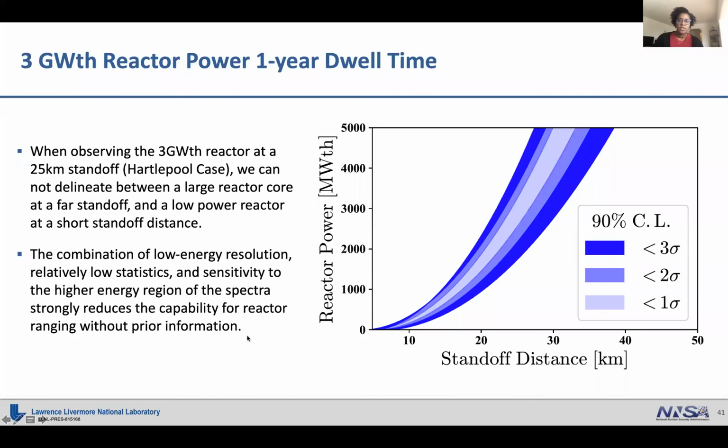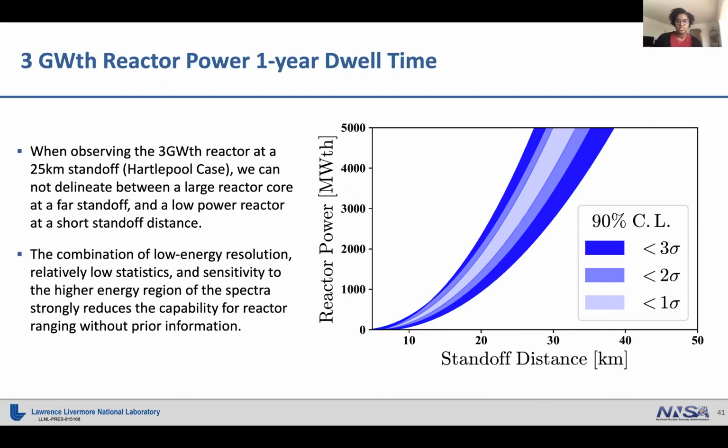And then when we look to see, well, can we actually confirm the nuclear reactor power or the standoff distance? What we've learned is that just due to our energy resolution, as well as our poor statistics, we can't actually determine whether there's a nuclear reactor extremely far away with a really high reactor power, or a nuclear reactor that's really close by with a small reactor power.